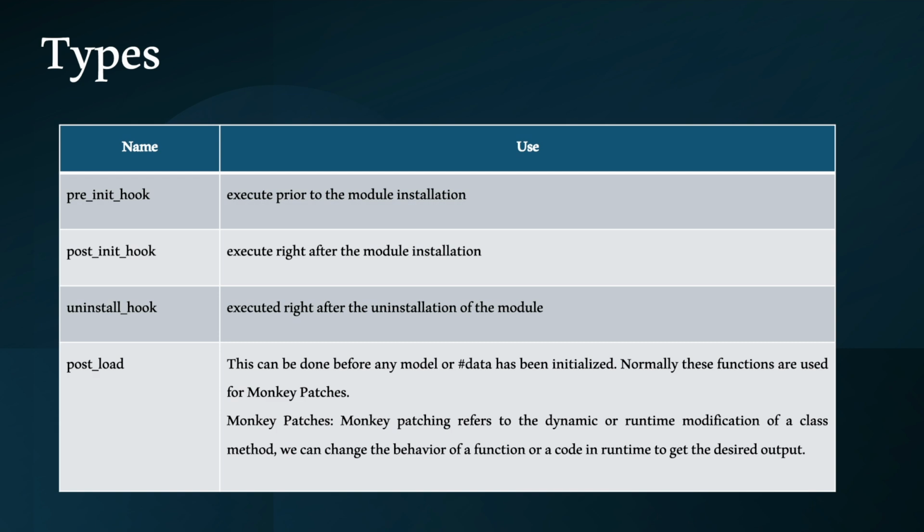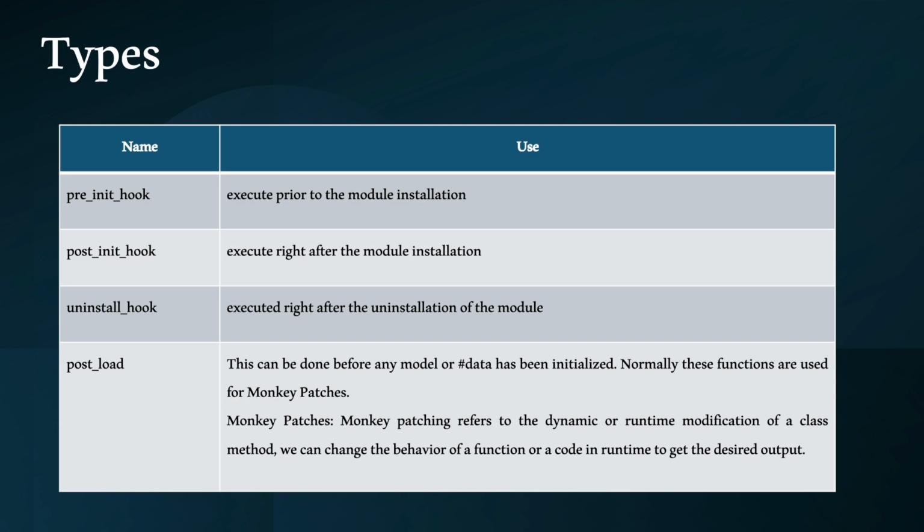So when we use the post-load hook, this can be done before any model or data has been initialized. Normally these functions are used for monkey patching. So what is monkey patching? Monkey patching refers to the dynamic or runtime modification of a class method. We can change the behavior of a function or a code at runtime to get the desired output. So we can check how we can develop this practically.